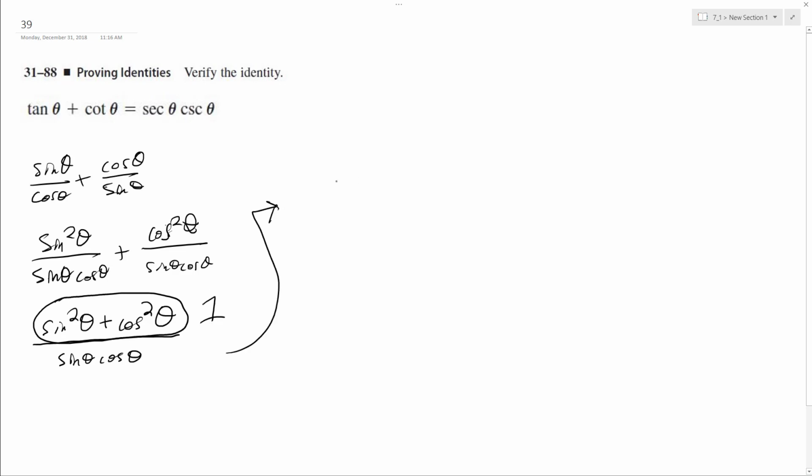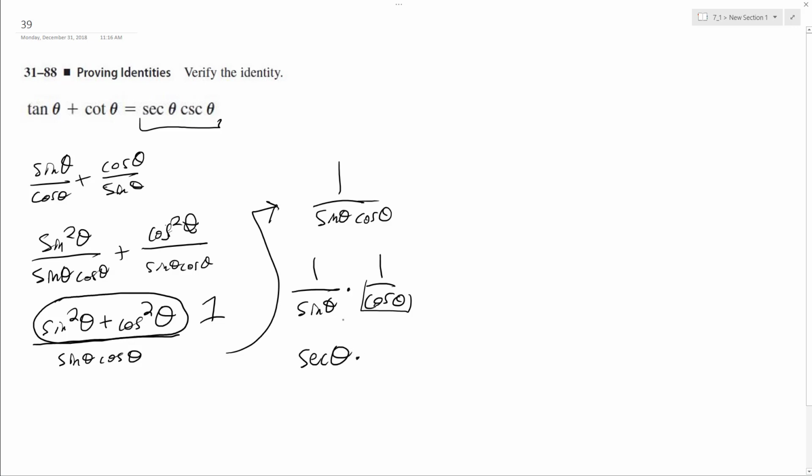We end up with 1 over sine theta cosine theta. It's the same thing as saying 1 over sine theta times 1 over cosine theta. And I'll do this one first so we stay in order of what we have up here. 1 over cosine is the same thing as secant theta. And then 1 over sine theta is the same thing as cosecant theta.